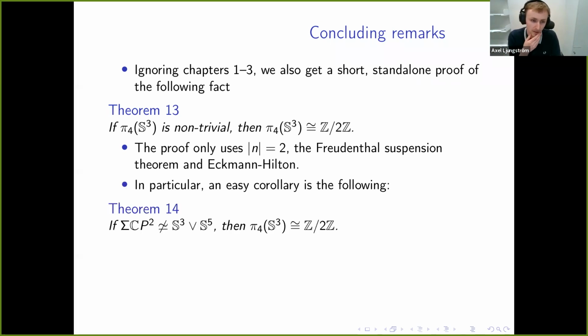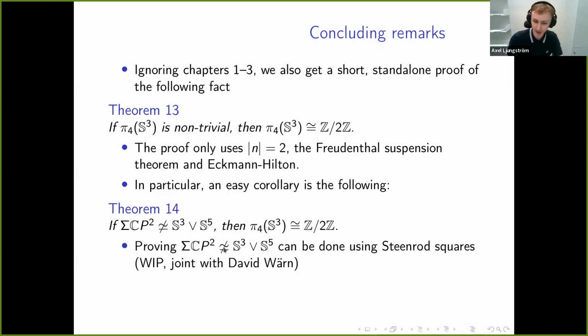Now, another version of this is that if the suspension of the complex projective plane is not equivalent to S3 wedge S5, then pi 4 of S3 is equivalent to Z mod 2. And this has to do with the fact that we define CP2 as the suspension of the Hopf map. So there's a link here that I'm kind of just hiding. This is something I would be very interested in showing too, because this would give us a completely new proof of it. At least a completely new proof with respect to what's been done in HoTT before.